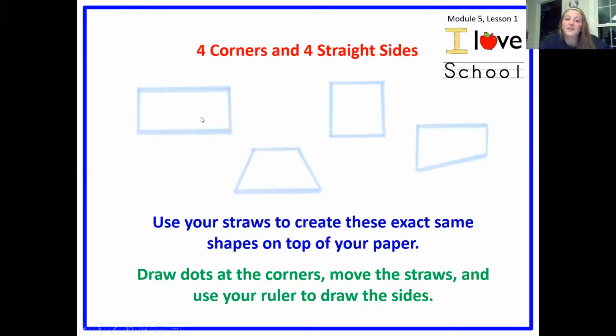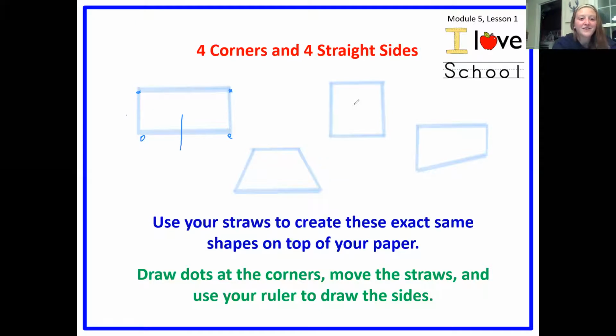So these ones down here, you can see they all have, let me draw, 1, 2, 3, 4 corners, and 1, 2, 3, 4 sides. And every single one of these shapes has 4 corners and 4 straight sides, okay? So I want you to create some of these shapes. You can draw them, you can make them with different objects. I'm going to give you about 30 seconds to make these shapes.